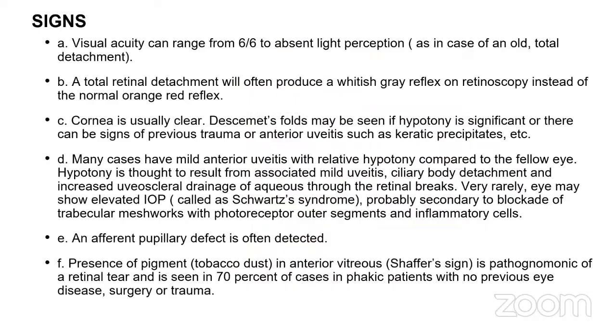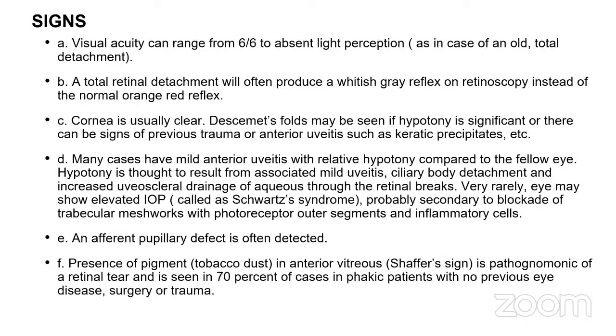So signs: visual acuity can range from 6/6 to absent light perception. 6/6 occurs in peripheral RDs which are not involving the macular region. It can go up to absent light perception also, such as in case of old total retinal detachment. So visual acuity is not a fit criterion to tell whether detachment is present or not. There can be 6/6 vision in the presence of RD also. And a total retinal detachment will often produce a whitish gray reflex on retinoscopy instead of the normal orange-red reflex.